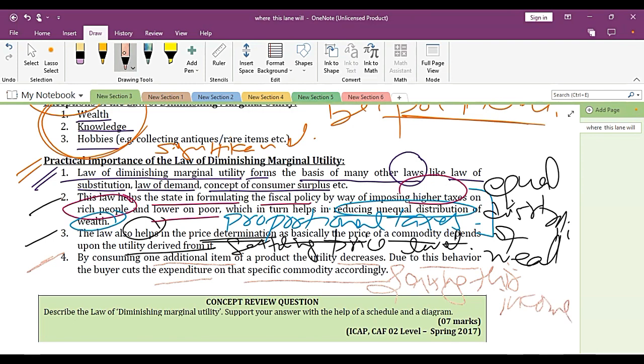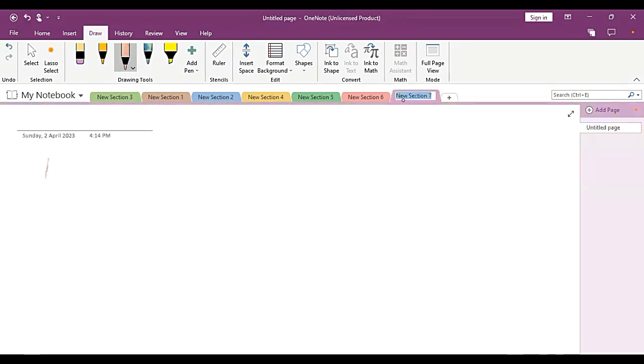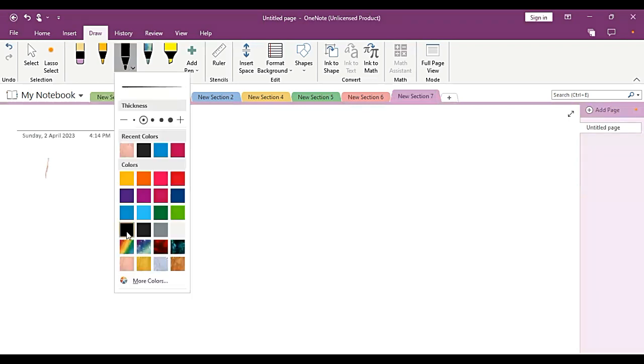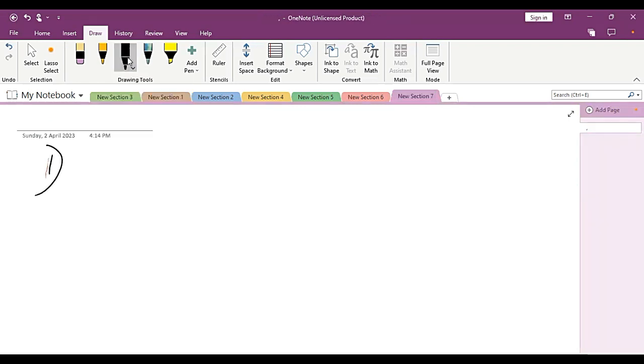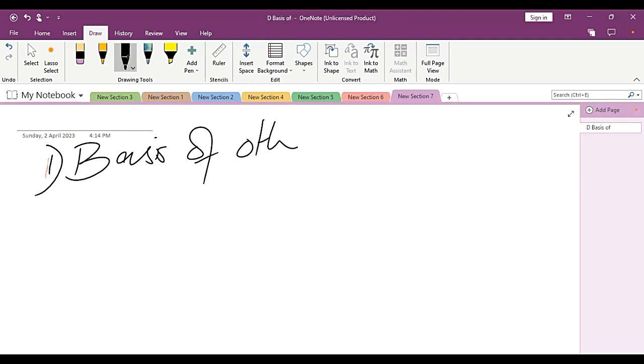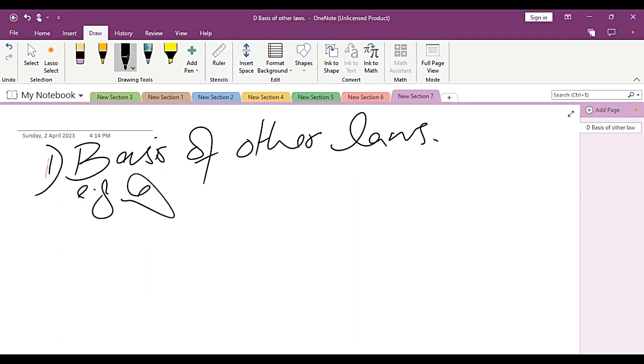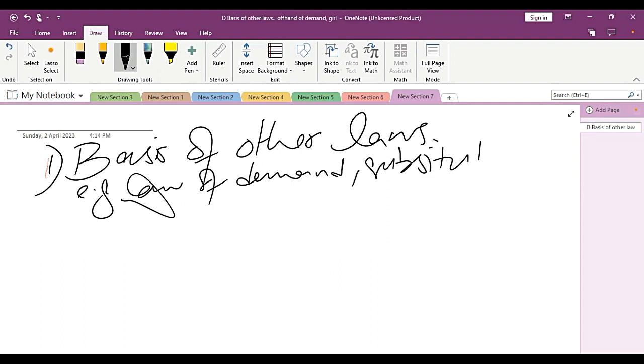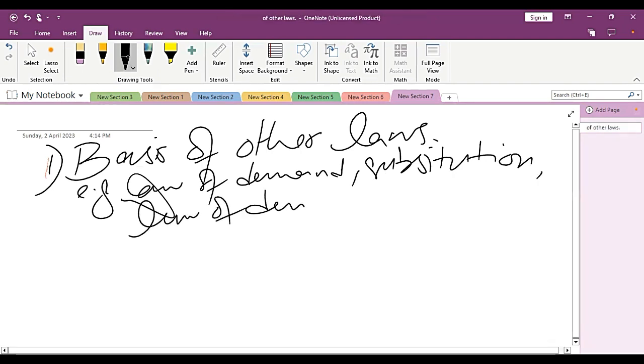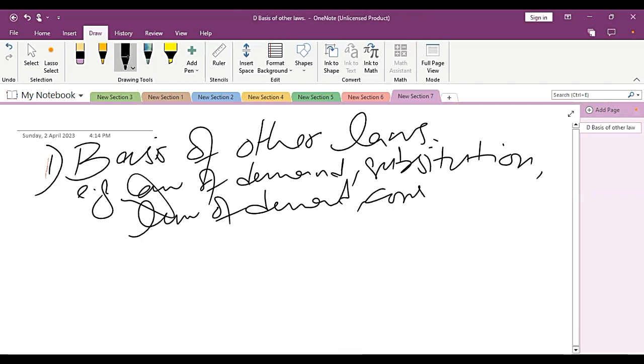So we can make a conclusion. The first significance is that it is the basis of other laws, for example the law of demand, the law of substitution, and consumer surplus.